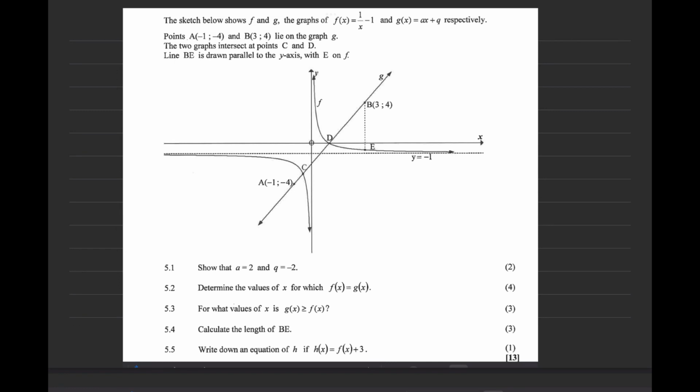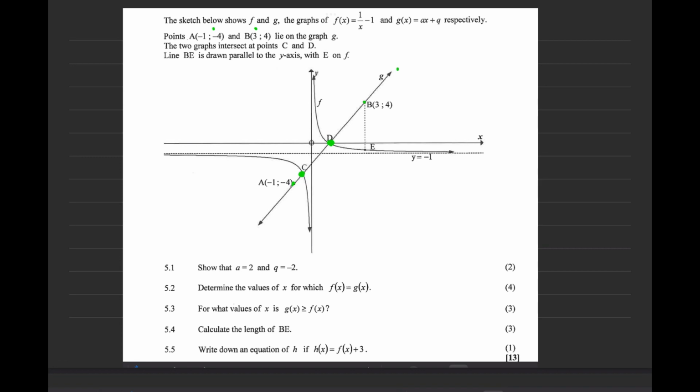All right, people. So now we are going to continue interpreting the text that we are given. Okay, so it says points A and B lie on the graph of g. Now g is the straight line graph here, and as you can see, there is point A and there is point B over there. So the two graphs intersect at C and D. Intersect simply means that they cross or touch at that point. So you see, there is point C, the graphs are crossing there, and then there is point D, the two graphs are crossing there, okay?